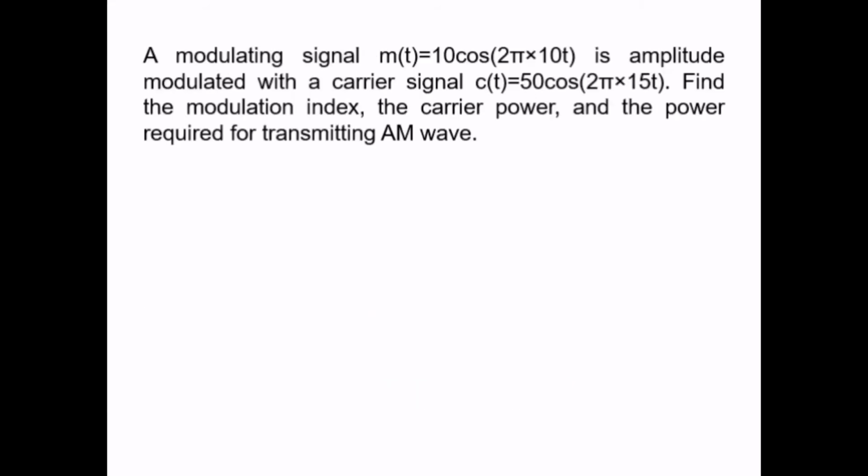Okay, let's look into the next question. A modulating signal m(t) equal to 10 cos 2π times 10t is amplitude modulated with a carrier signal c(t) equal to 50 cos 2π times 15t. Find the modulation index, the carrier power, and the power required for transmitting the AM wave. So this is an AM transmitter.